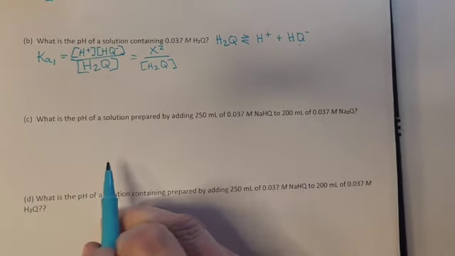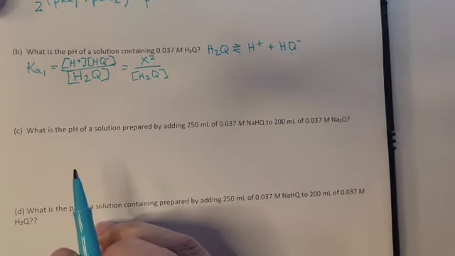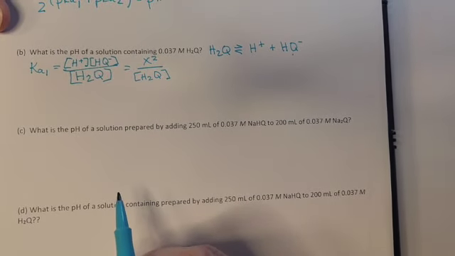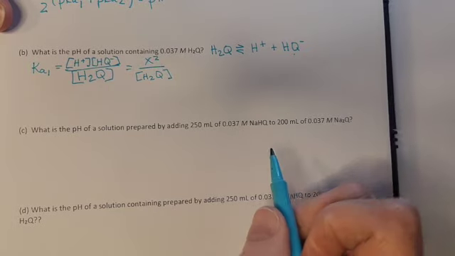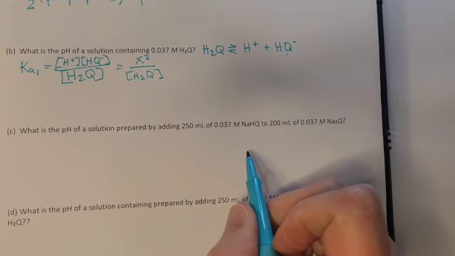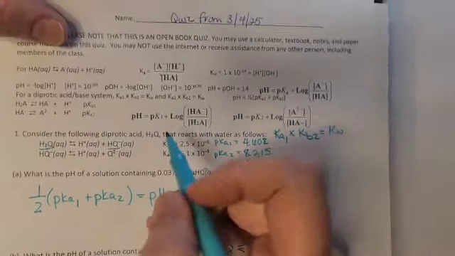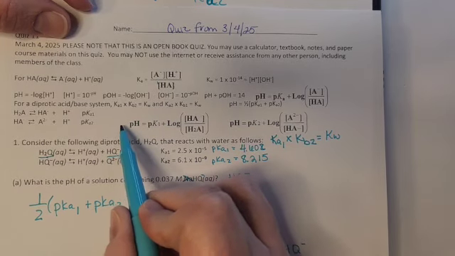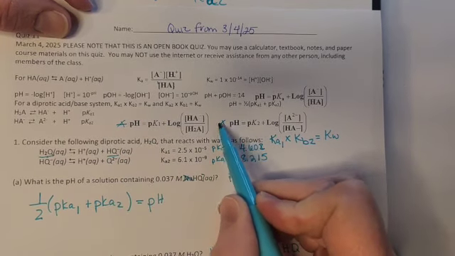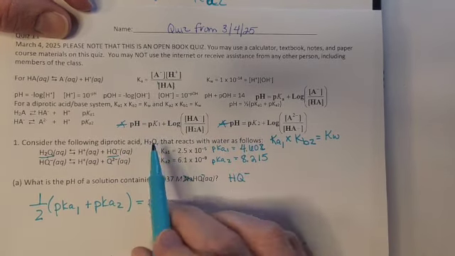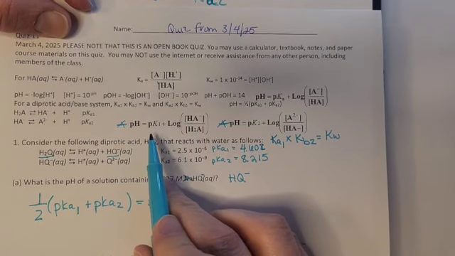Now, these last two, these are buffer problems. So you're going to use the Henderson-Hasselbalch equation on here. And the important thing to remember is that you have to decide which pK value you're going to use, because this right here and this right here, these are both Henderson-Hasselbalch equations. So you have to figure out which one you're going to use.